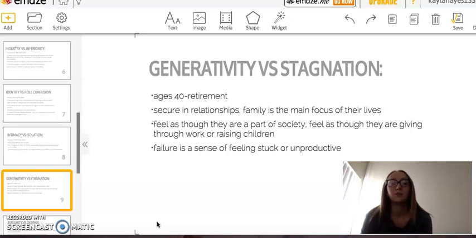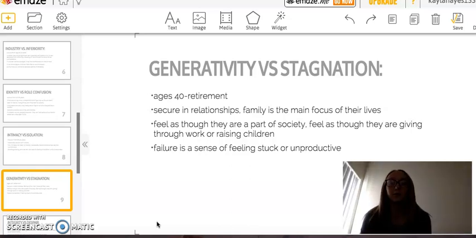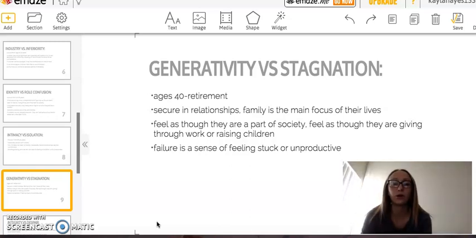During this stage, people start to feel secure in relationships, and family becomes the center of people's lives. And people start to really feel like they are a part of society, and they feel like they're giving to society through the work that they're doing at their jobs every day or raising their children. And then a failure in this stage would be a sense of feeling stuck or unproductive, so feeling like you're really not giving back to society. Your work isn't meaningful, or you're not raising children, things like that.